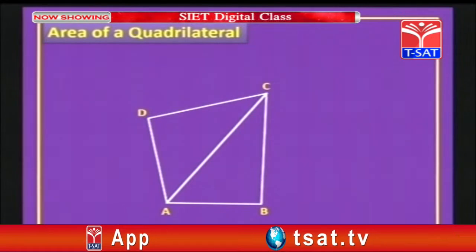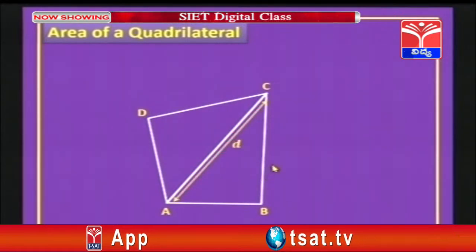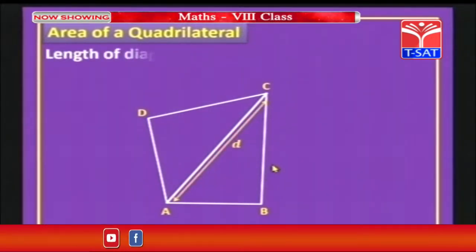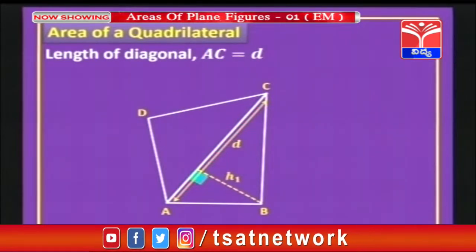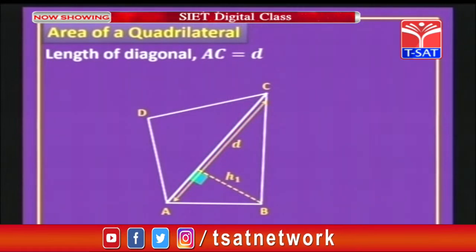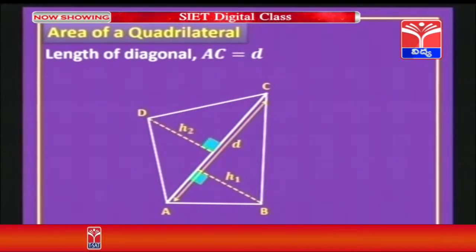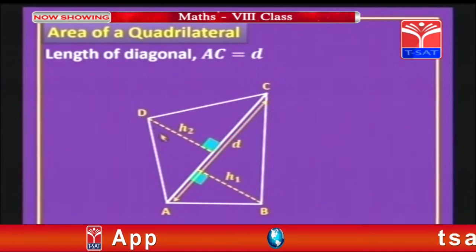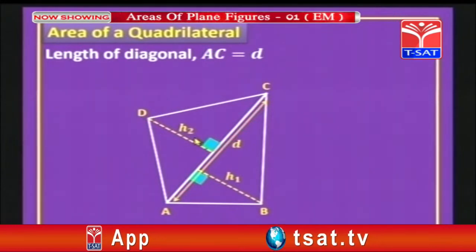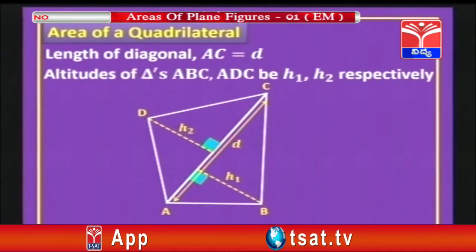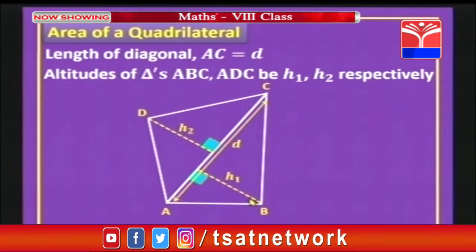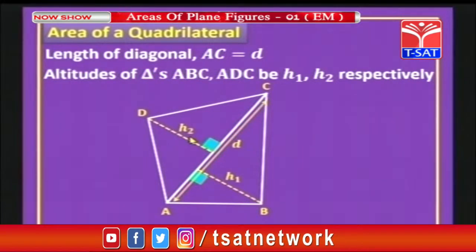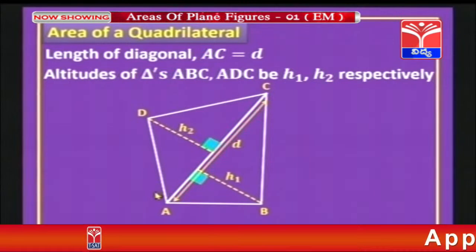So what will be the area then? Here the length of the diagonal AC is D. So AC equal to D, and let us drop a perpendicular from B on AC and mark it as H1. Similarly, we will drop another perpendicular from D on AC and mark it as H2. And these are the altitudes of triangles ABC and ADC. So ABC is a triangle, right? Now H1 will become the altitude of triangle ABC and H2 becomes the altitude of triangle ADC.